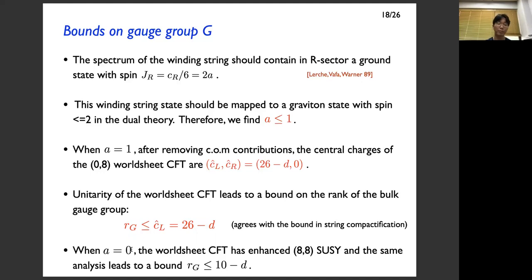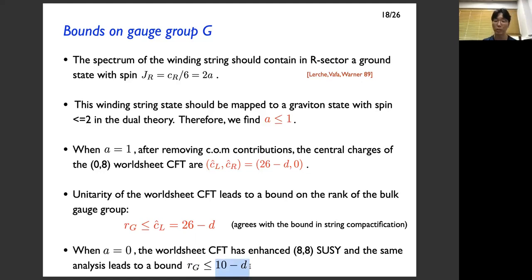There is another possibility when A equals 0. When A equals 0, we found that the worldsheet CFT has enhanced supersymmetry. In the previous analysis, we assumed the worldsheet CFT preserves minimal supersymmetry. But when A equals 0, the worldsheet CFT has bigger supersymmetry, and we have to do the same analysis. And we did it. And we found another upper bound for the rank of the bulk gauge group. It should be less than or equal to 10 minus D. But these theories are all involved in this theory.